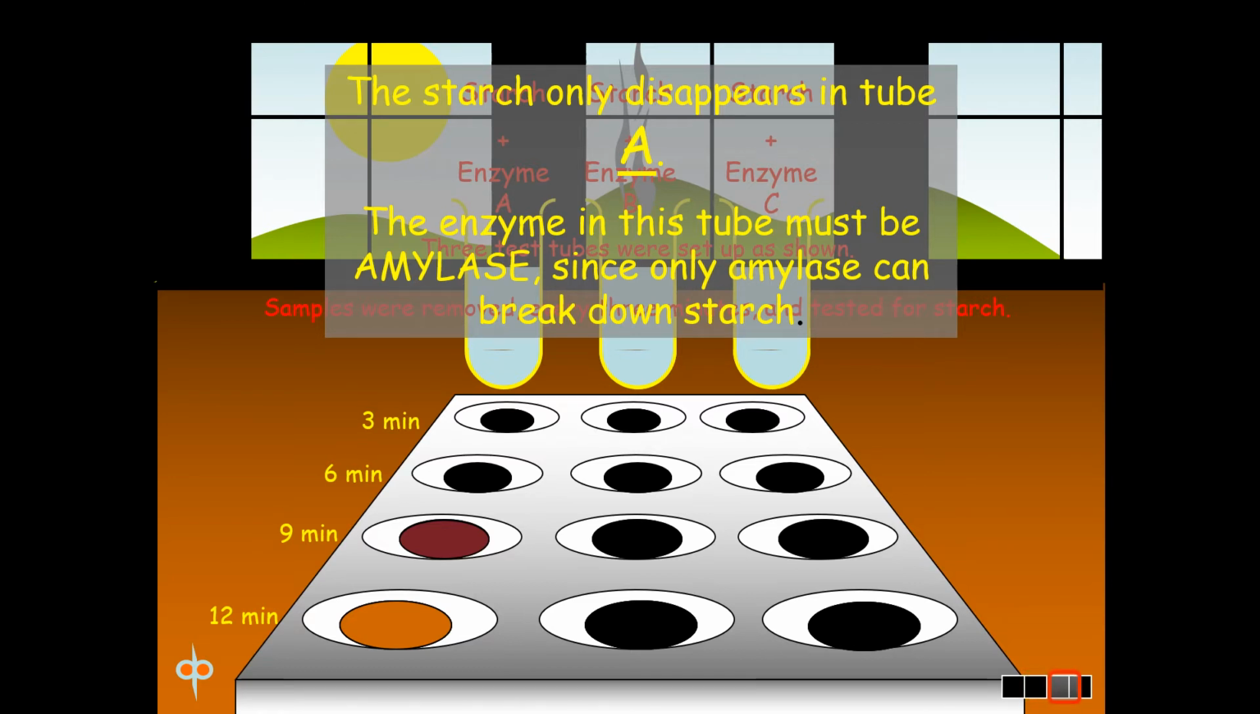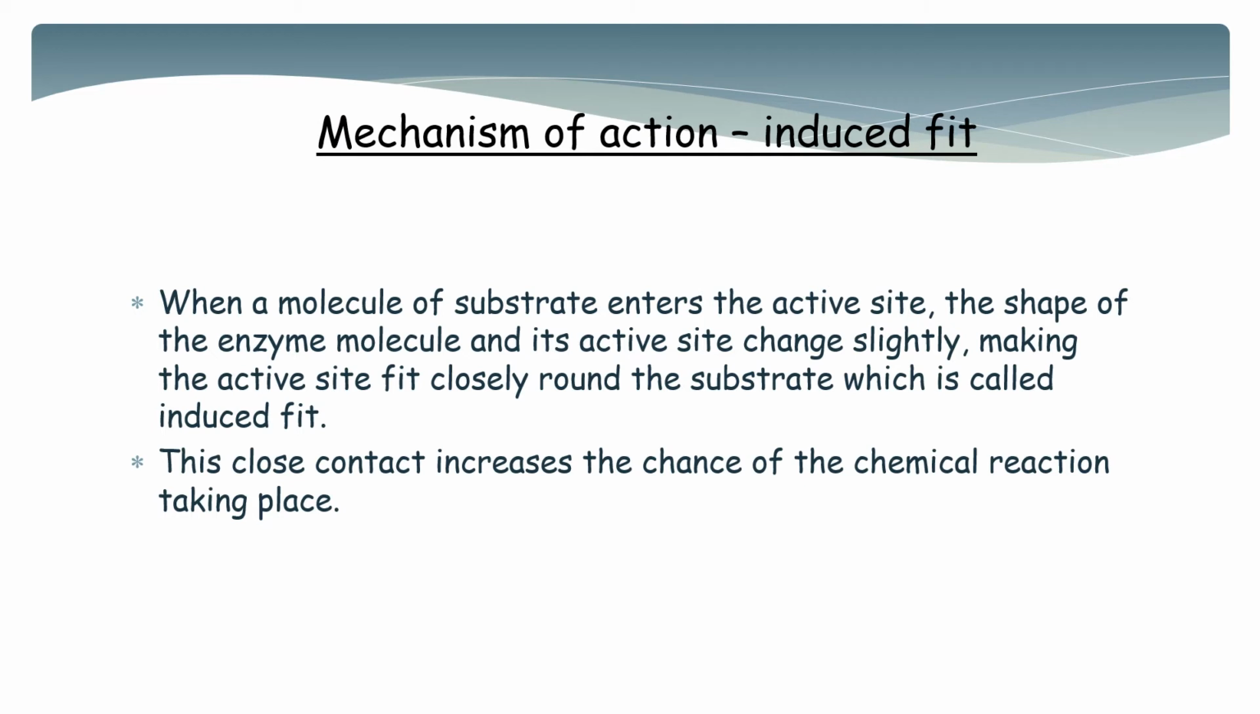So only amylase will have an active site that's a complementary shape to the starch. So you would want to write a note on your induced fit. This is another mechanism of action as well as specificity that happens. When a molecule of your substrate enters the active site, the shape of the enzyme molecule and its active site slightly change, making the active site fit closely around the substrate, which is called induced fit. This close contact increases the chance of a chemical reaction taking place and helps to speed up the chemical reaction.